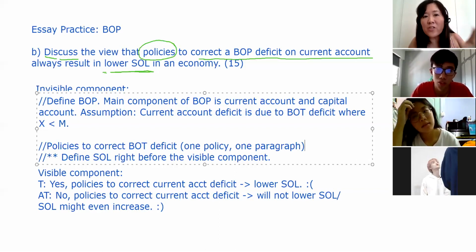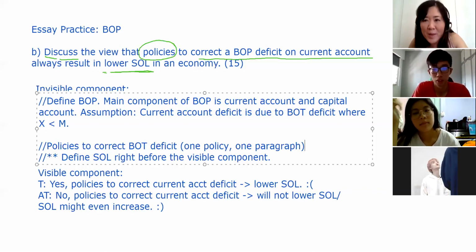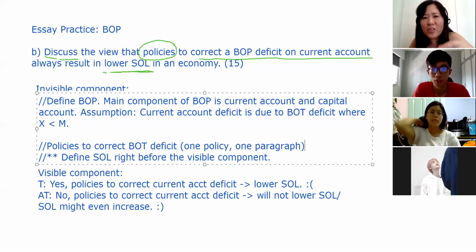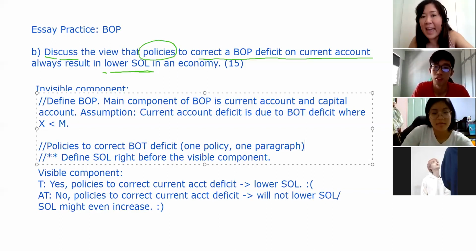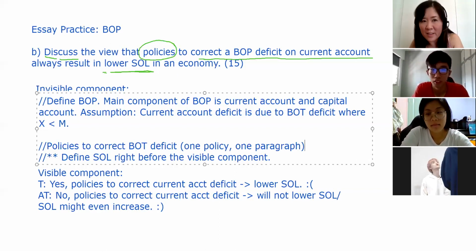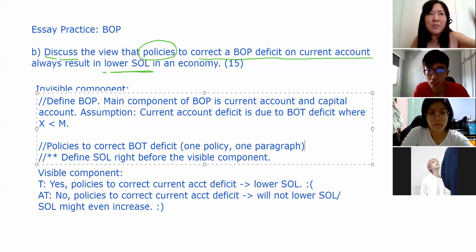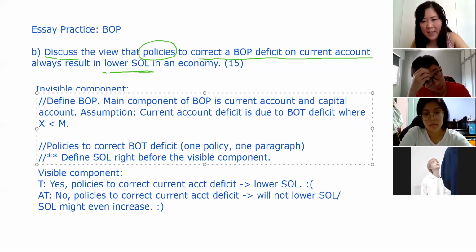Why? Because the question, you all know, is not concerned whether the policy is effective to correct the BOT deficit or not. Correct or not? The question is already assuming that the policy can correct the BOT deficit. It must solve the BOT deficit. So you just have to go one way. How does it solve the BOT deficit? Then after that, visible component, yes, assuming that this policy can solve the BOT deficit, how this policy results in lower SOL and how it will not.